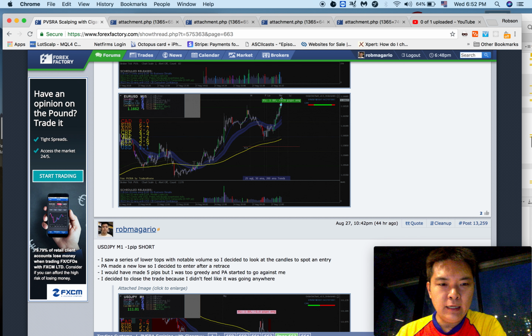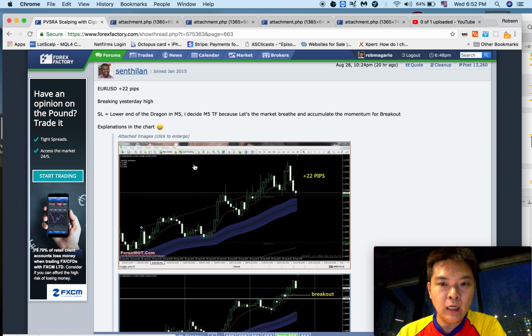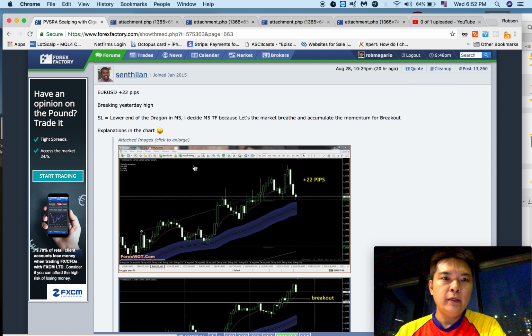Okay, so after that I don't think we have any other. Oh, okay. So here Senthilan again, it's the euro dollar USD pair plus 22 pips. Breaking yesterday high, stop loss lower end of the dragon M5. Decided M5 time frame because let's let the market breathe and accumulate momentum for breakout. Explanations in the chart.